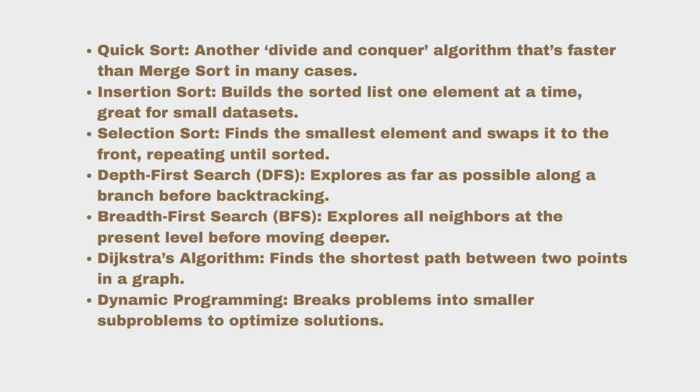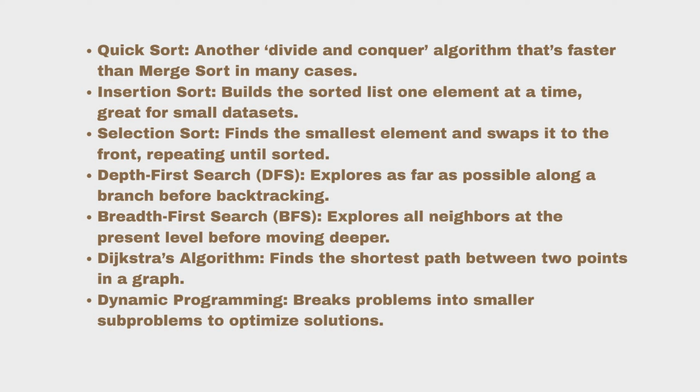Here are a few more algorithms you should know. Quicksort, another divide and conquer algorithm that's faster than merge sort in many cases. Insertion sort builds the sorted list one element at a time, great for small datasets. Selection sort finds the smallest element and swaps it to the front, repeating until sorted. Depth first search, DFS, explores as far as possible along a branch before backtracking. Breadth first search, BFS, explores all neighbors at the present level before moving deeper.